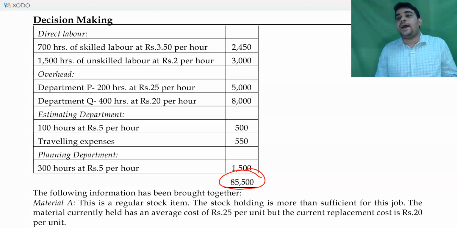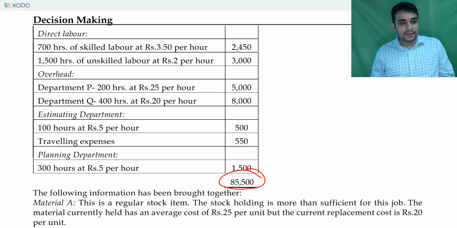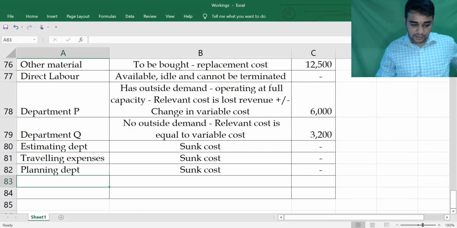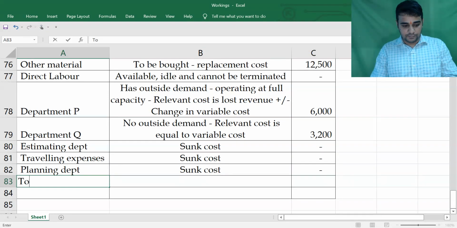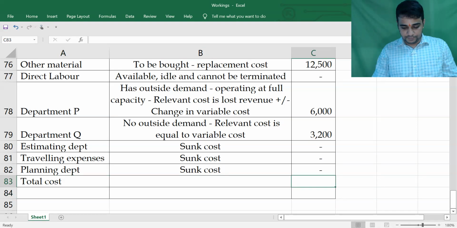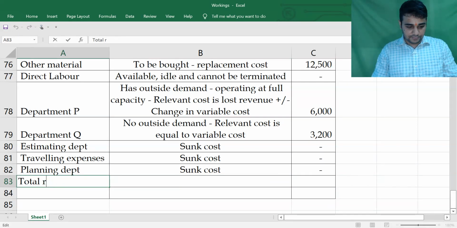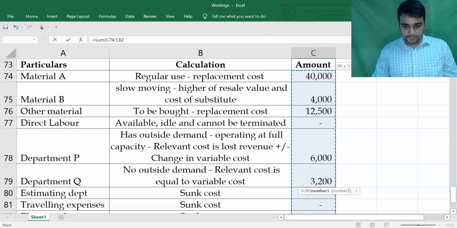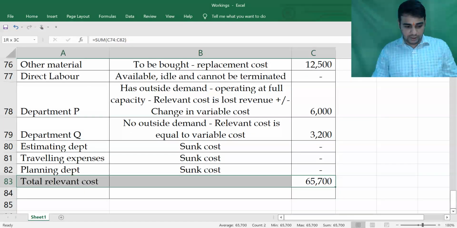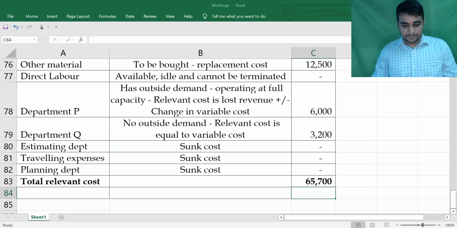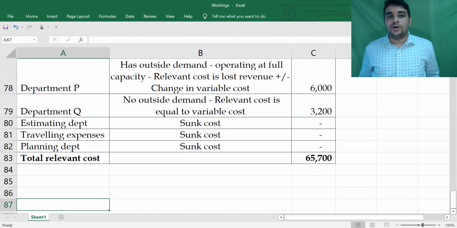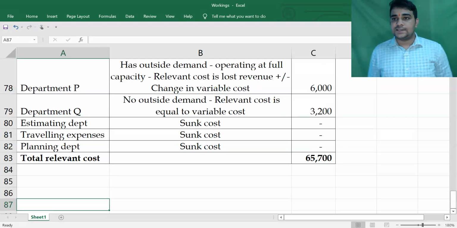So the understanding is that planning is something which would have been already done by the company. The planning expenses would have been incurred by the company. So again, sunk cost is 0. Total relevant cost is 65,700.